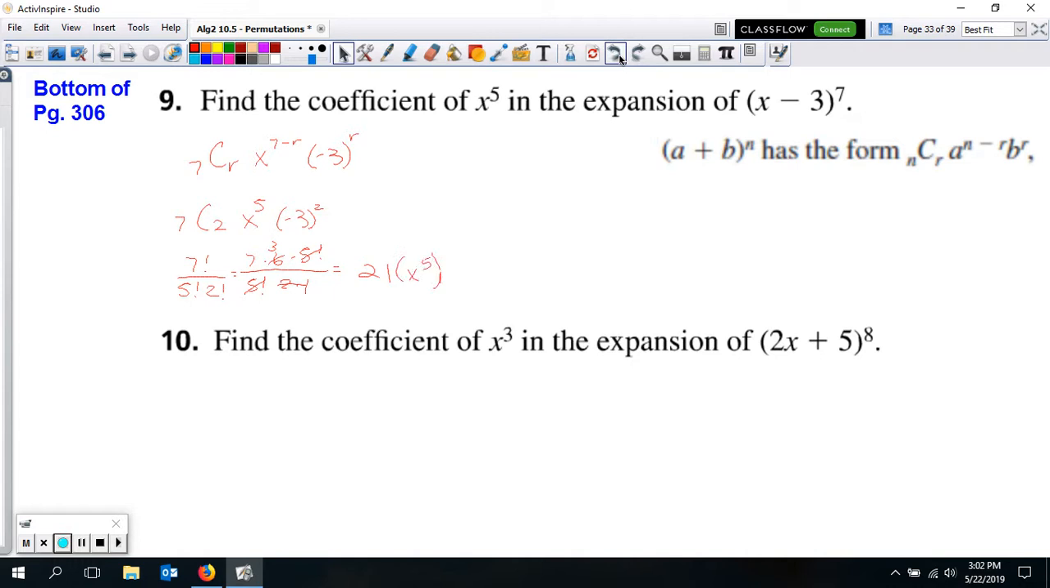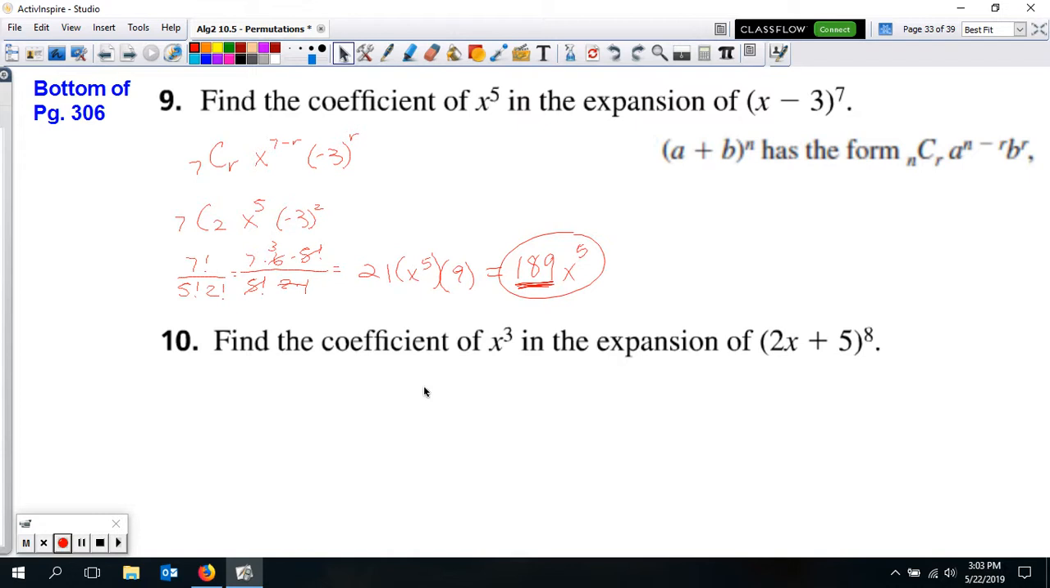So when you do that, that's just going to be x to the 5th times 9. So 21 times 9 will give us our coefficient number. That's going to be 189. That's really the answer of this x to the 5th term. That's what they wanted to know: the coefficient of the x to the 5th is 189.